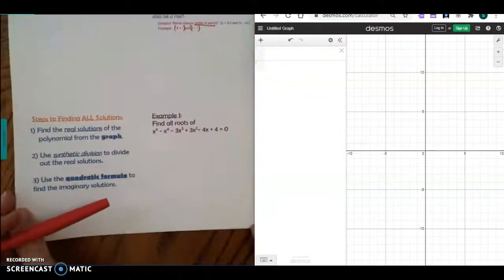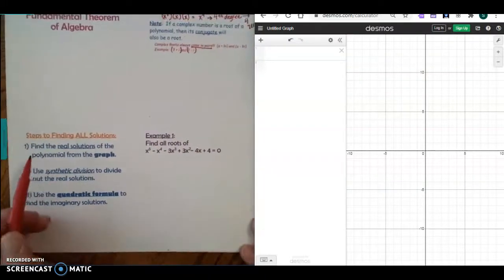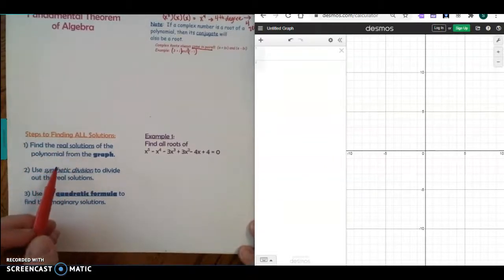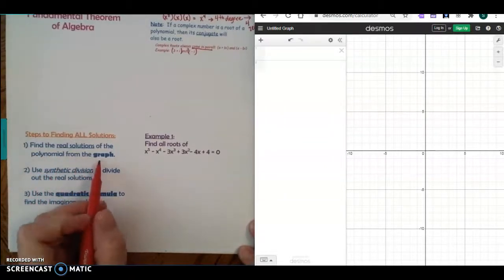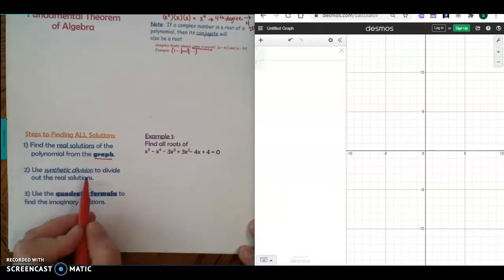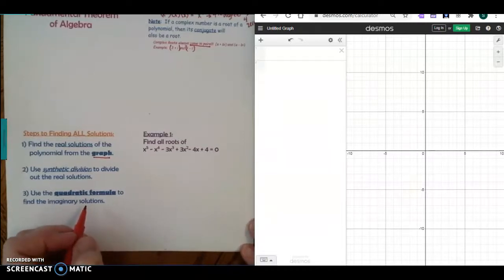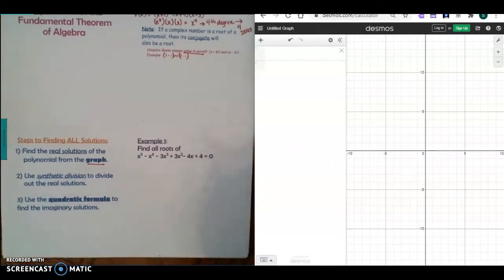So I'll put some steps here for you on your notes to finding the solutions. So we're going to first of all find the real solutions of the polynomial from the graph, so we'll graph it. Then we're going to use synthetic division to divide out the real solutions, and then we'll use the quadratic formula or factor if possible to find your imaginary solutions. So let's go through this first example.